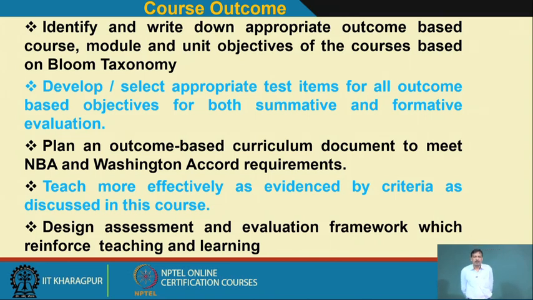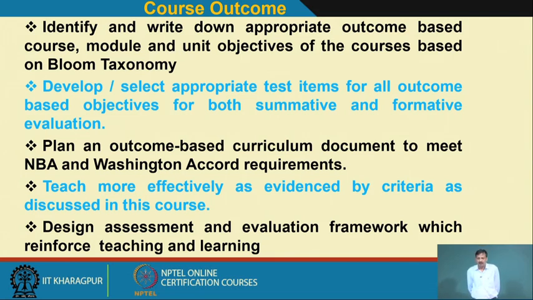My claim is that at the end of the course, everybody should be able to write their course level outcome based objective. Here I am saying the course objective throughout the entire course, course objective means course outcome. That is why I say outcome based course objective, meaning an objective which is achievable, measurable and specific.